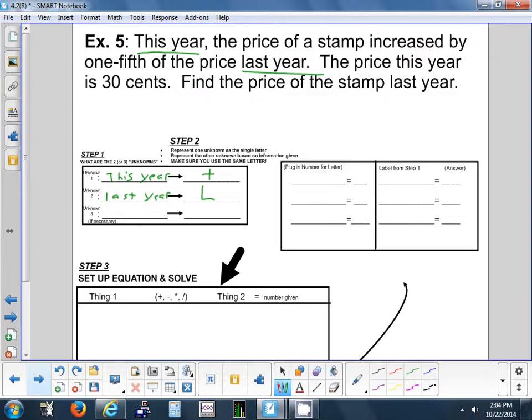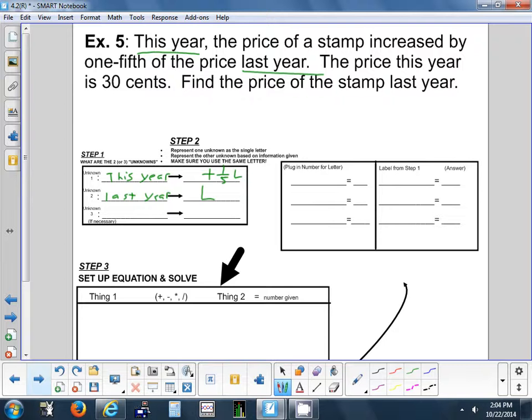So what was the price originally? It increased by 1/5 of the price last year. It increased by 1/5 of the price last year. So 1/5 of L. What does that mean, 1/5 of L? Times. Good. Okay, that's the one that's a little tricky.